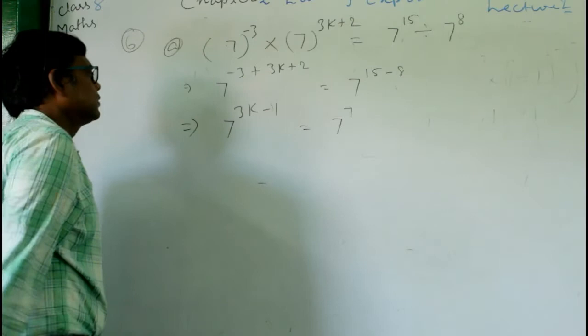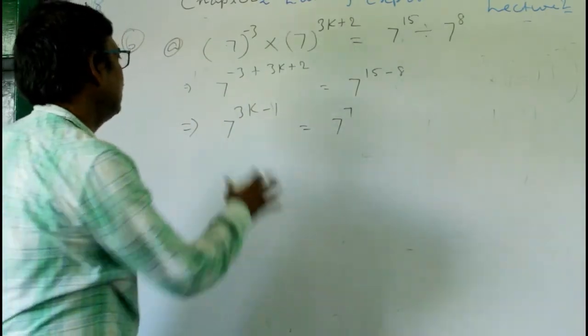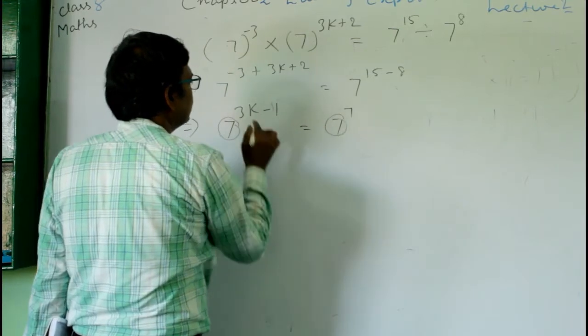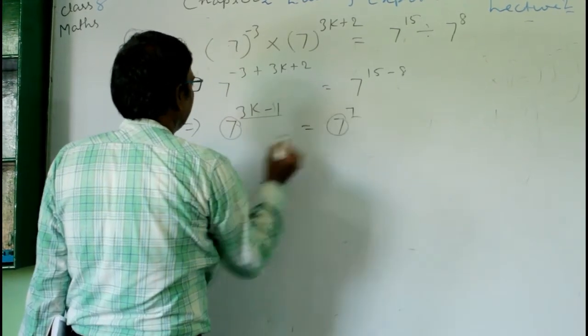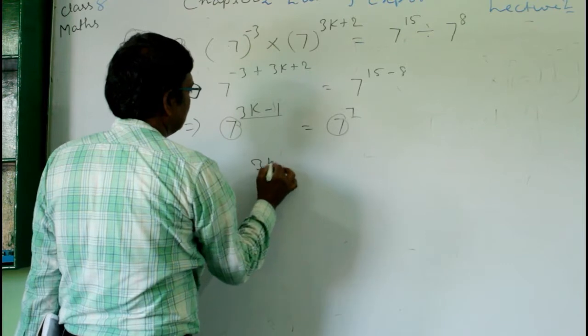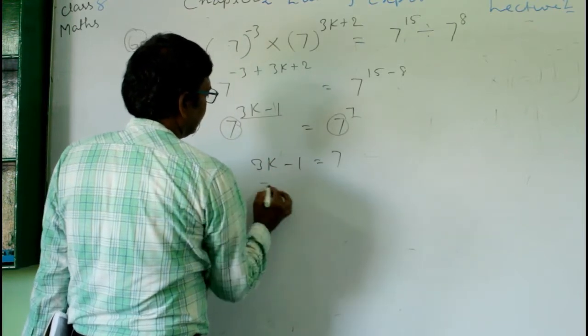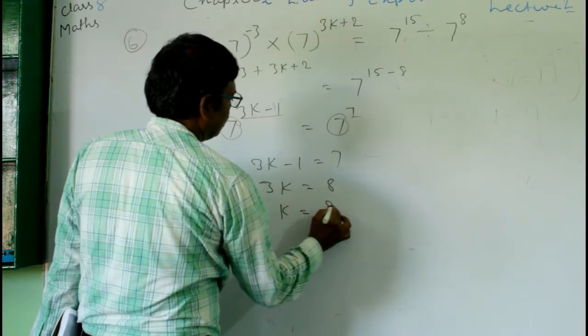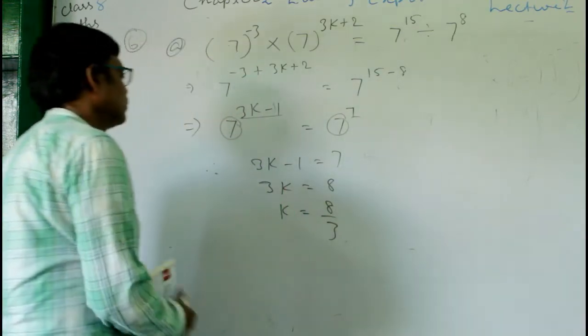Now on both sides the base is the same, therefore the exponents must be equal. Here the base is 7 on both sides, so the exponents must be equal. And therefore you have 3k - 1 equal to 7, then 3k equal to 8, then k equal to 8 by 3. So this is the answer.